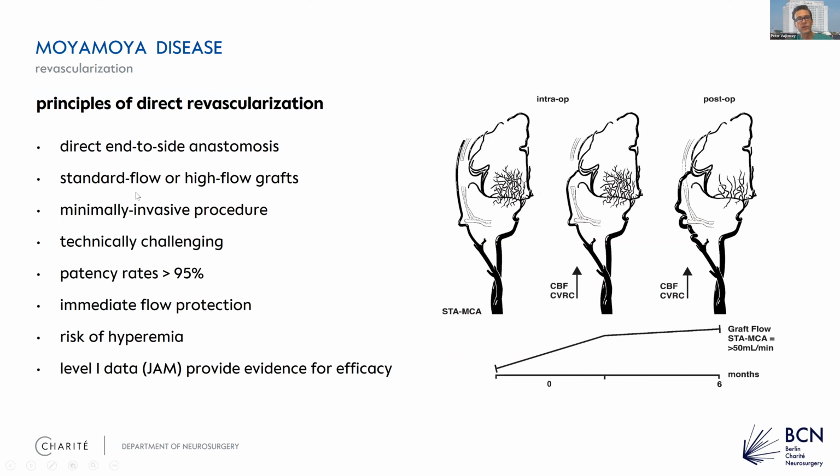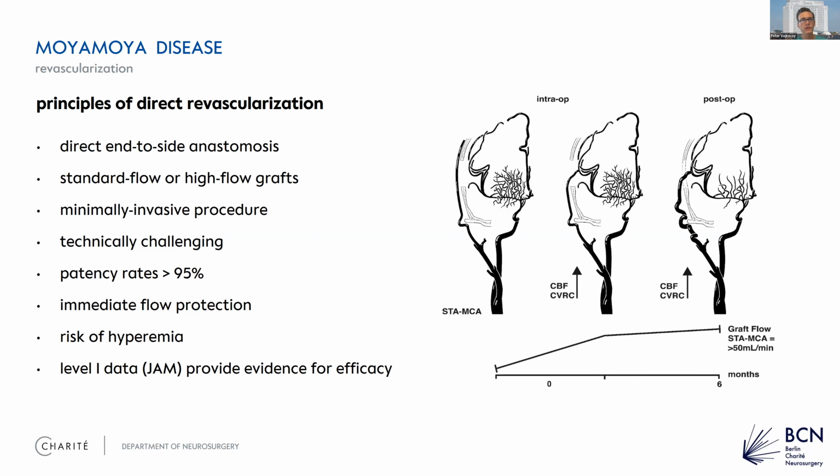You can either use a small vessel or a bigger vessel. It's minimally invasive, especially in the pediatric population. It's technically challenging, but you should always try to perform a direct bypass, and I will tell you why. Patency rates are high, and the advantage is that you have an immediate flow protection, and you have a large volume of blood flow. It's very difficult to have that volume and normalization of the chronic ischemia with indirect blood vessels.